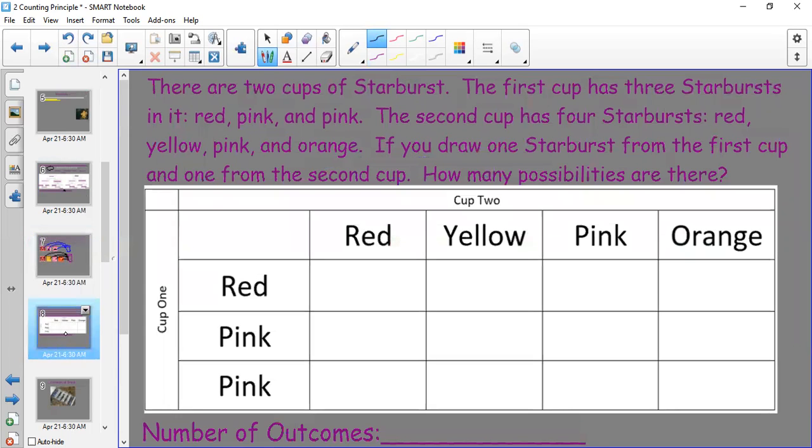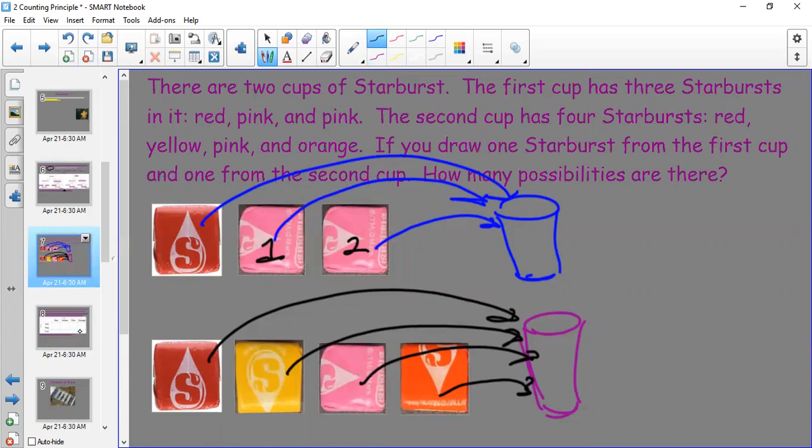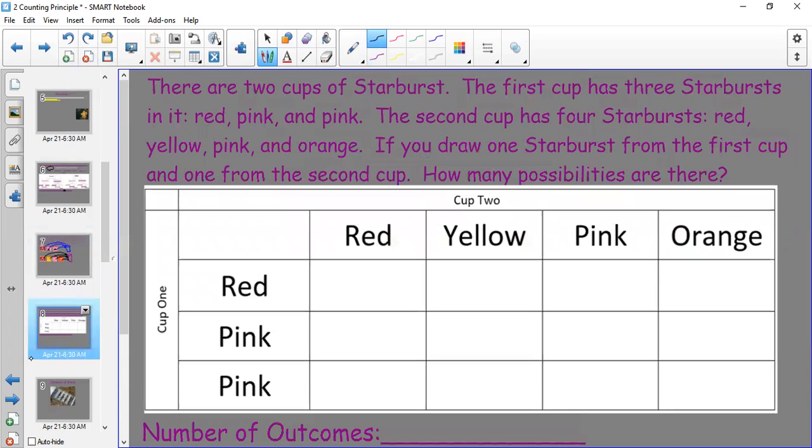So one way to do this, if there are only two events, is to make a table. So in cup number 1, I only had 3 options. I had red, and then we called them pink 1 and pink 2. And then in cup 2, I had red, yellow, pink, orange. So to list all the different possibilities, we just combine the two boxes together. So I could have had a red in cup 1 and a red in cup 2.